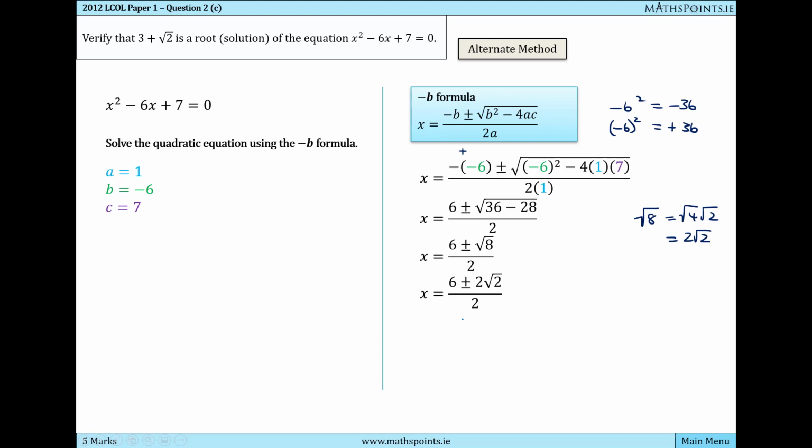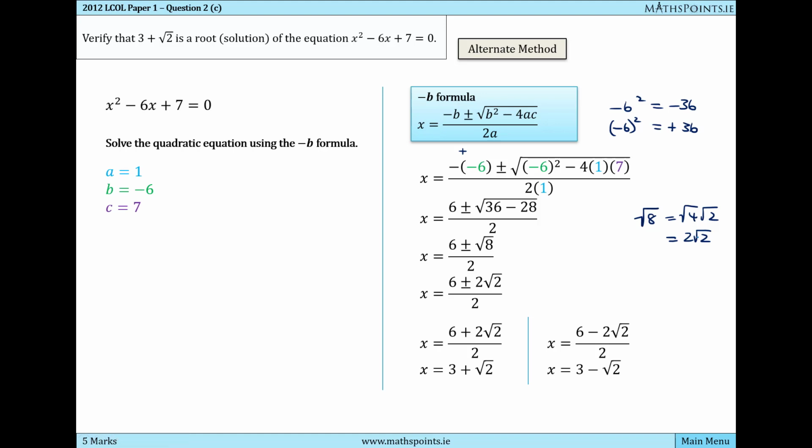At this stage, we're going to divide the sum into the plus version and the minus version. So one solution will be 6 plus 2 root 2 over 2, and the second solution will be 6 minus 2 root 2 over 2. 2 divides into 6 and into 2, so this can be simplified to x is equal to 3 plus root 2. And then on the other side, the same, 2 will divide into 6 and into minus 2 to give us x is equal to 3 minus root 2.